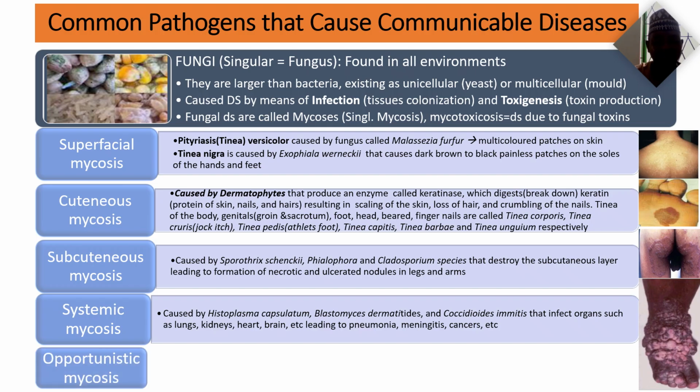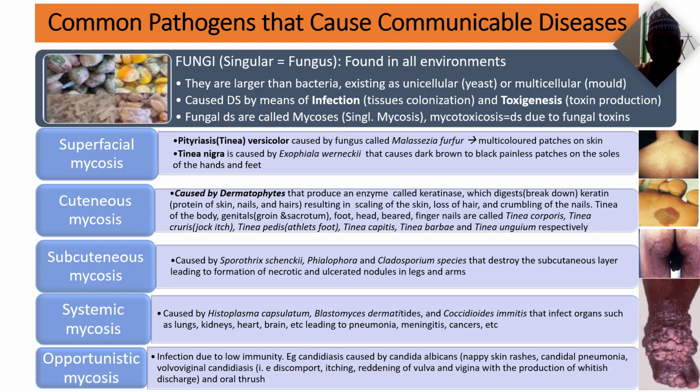Now, the last type of fungal infection that is common in the environment is opportunistic mycosis. Opportunistic mycoses are generally fungal infections as a result of low immunity. So there are fungal infections that can only occur in individuals with a lower immune system, such as neonates, people of extreme age, old people, women with pregnancy, and so on.